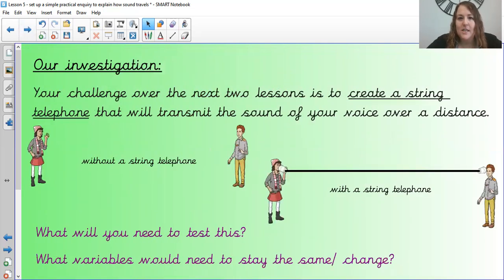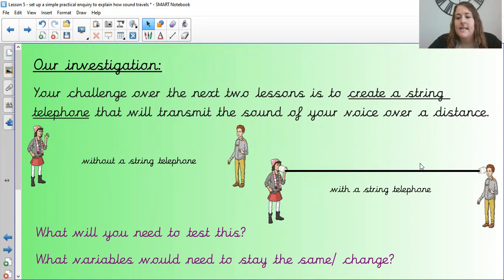Our investigation then. So this is what we're going to be doing next week, but you are planning it today. So it says your challenge over the next 2 lessons is to create a string telephone that will transmit the sound of your voice over a distance. So you can see 2 children stood here, 1 girl and 1 boy, it doesn't matter, just 2 children for now, and without a string telephone. And you can see this girl here is trying to say something to the boy.